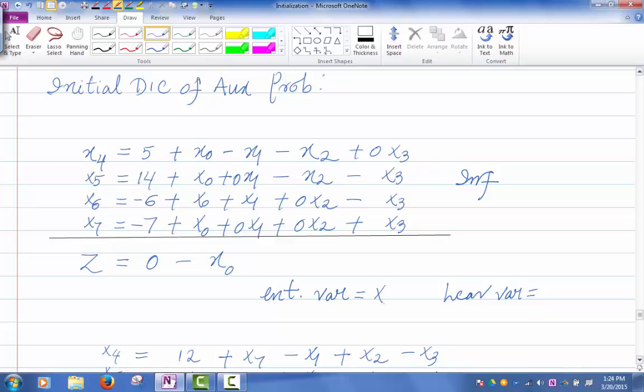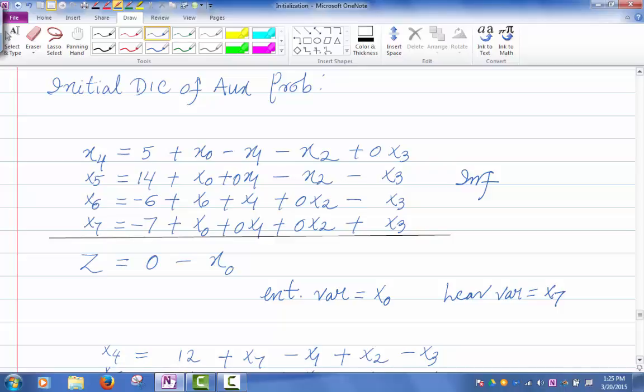entering variable. And then the leaving variable will be the one with the least value. So if you look at x4, x5, x6, the value of x4 is 5, x5 is 14, x6 is negative 6, x7 is negative 7. So x7 would be the leaving variable, with the largest negative number there, right? The basis variable associated with the largest negative constant on the right hand side.